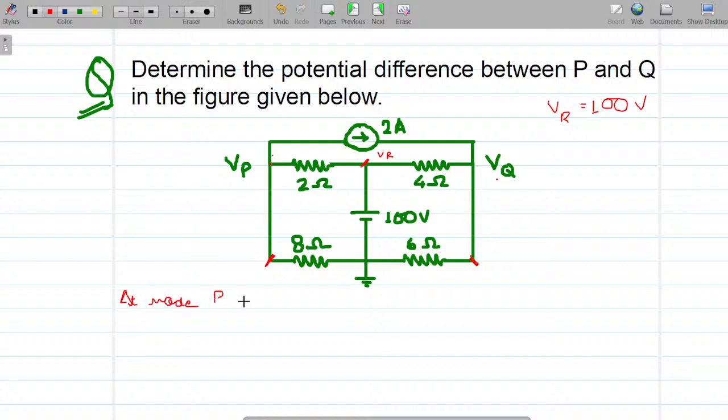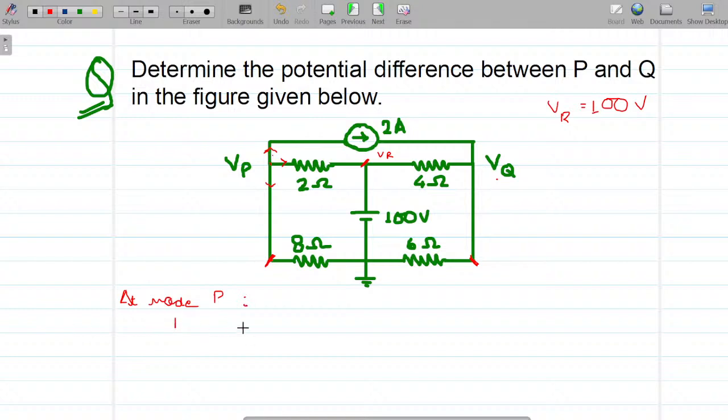So what does KCL say? KCL says, at any point of time, the sum of currents at any node is equal to 0, assuming all currents to be outgoing. Assuming all currents to be outgoing, tell me, how are we going to write this? So tell me, what is the current in the 8 ohm resistor branch? Now we are assuming an outgoing current. How would we write?